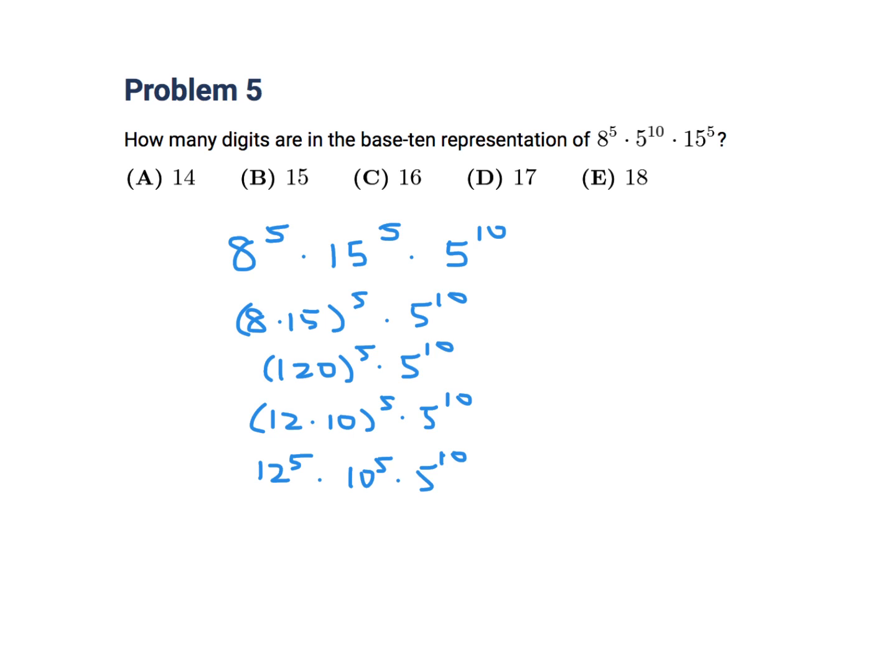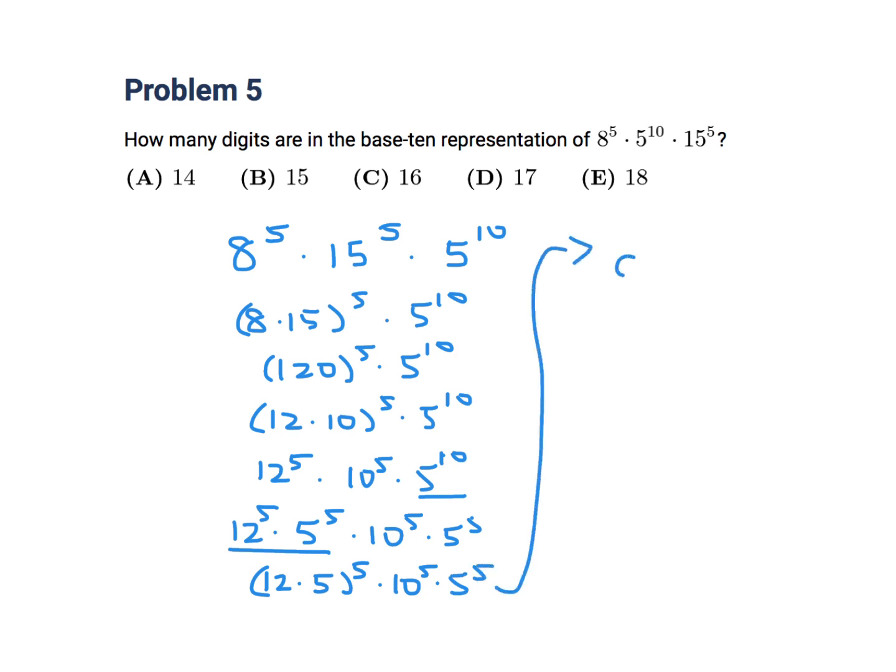Okay, I'm going to break up this guy, the 5 to the 10, into 5 to the 5. So I'm going to put one 5 to the 5 here, and then one 5 to the 5 here. And that will allow me to combine these guys. So it'll be 12 times 5 to the 5, and this will just be 10 to the 5 and 5 to the 5. Okay, so then that's 60 to the 5, 10 to the 5, 5 to the 5.